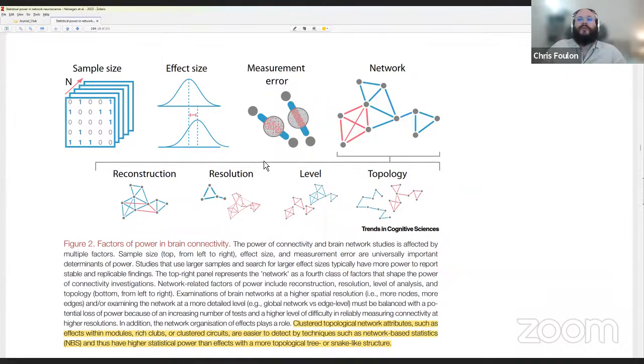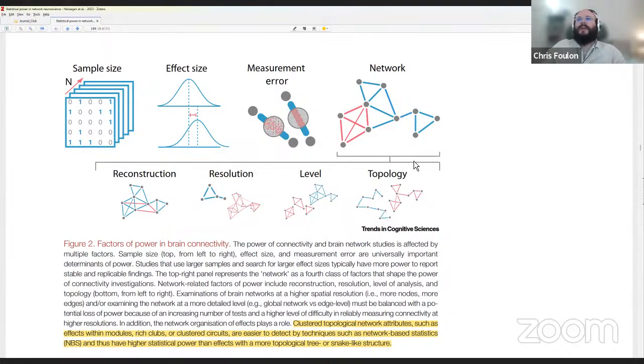But also you can have measurement errors, and I think we know in neuroimaging that can be a big problem. There are different types of measurement errors depending on the modality, depending on the task, depending on the type of analysis also that we do.